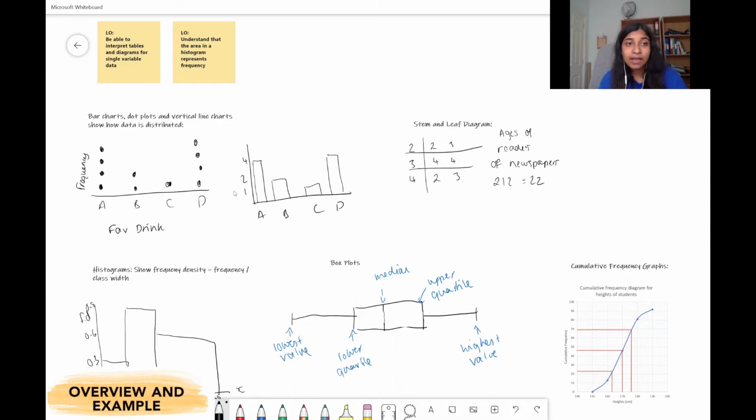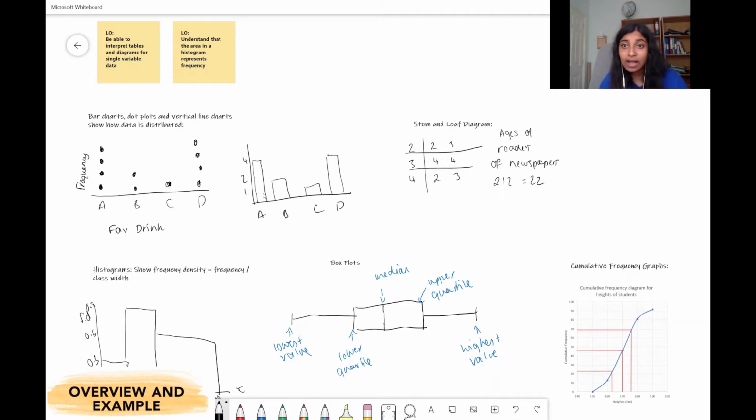And similarly, you have your bar chart here. For A, the bar chart goes to 4, so it shows that 4 people also like drink A. So bar charts, dot plots, and vertical lines just show the frequency for each X value you have. For this example, it shows the frequency of people who like each favorite drink.